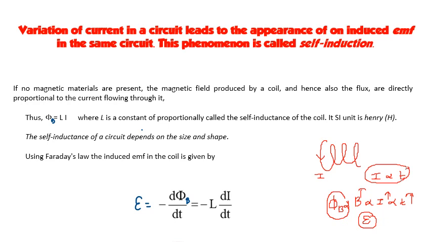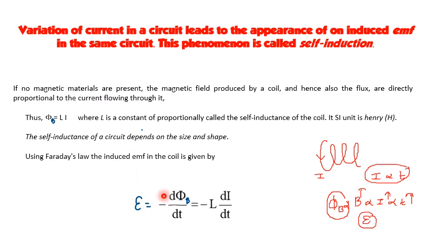So variation of current in a circuit leads to the appearance of an induced EMF in the same circuit. This phenomenon is called self-induction. Suppose we have a circuit and a current I is passing through it which is not constant. Then with change in current, flux through the coil will change, and with change in flux, EMF will be induced in the coil. So the EMF is induced due to current in the same coil. So it is called self-induction.